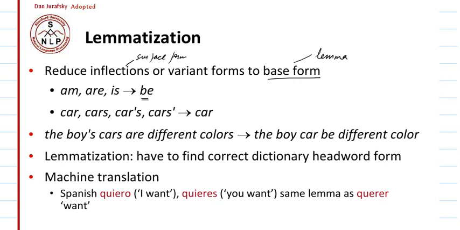Now this is an example given for Spanish. Quiero means I want, and quieres means you want, and the lemma for both is the same, that is querer, that is want. So in the case of Spanish, we have a single word for both of these. I want in English is two words, but in Spanish it is the same word. So the same lemma is present for both these words.